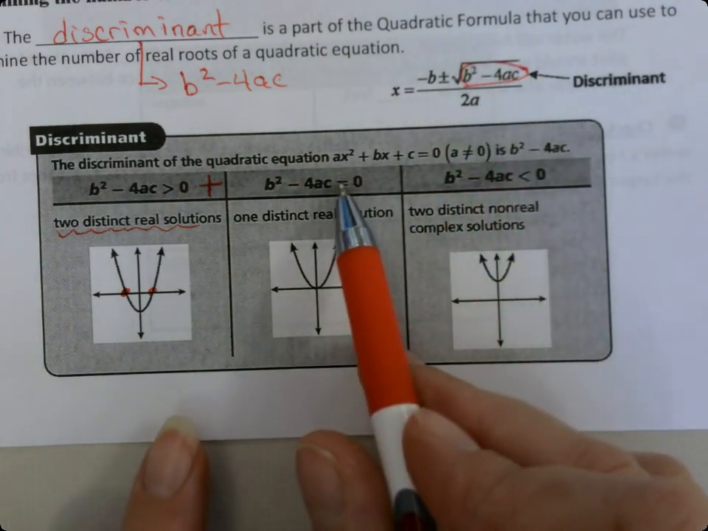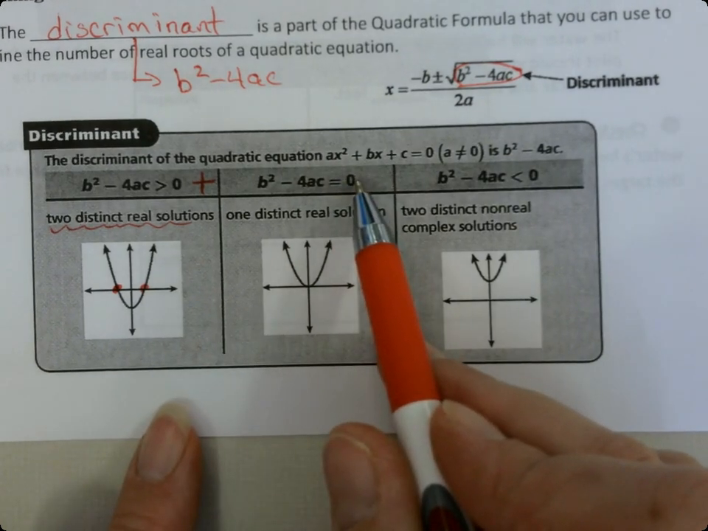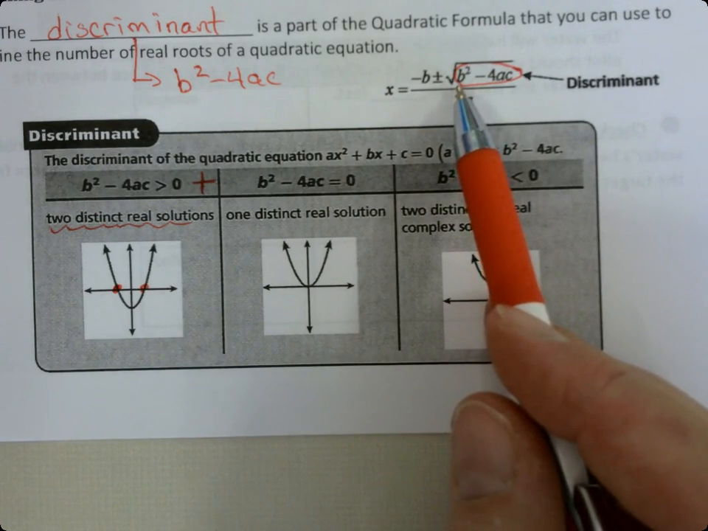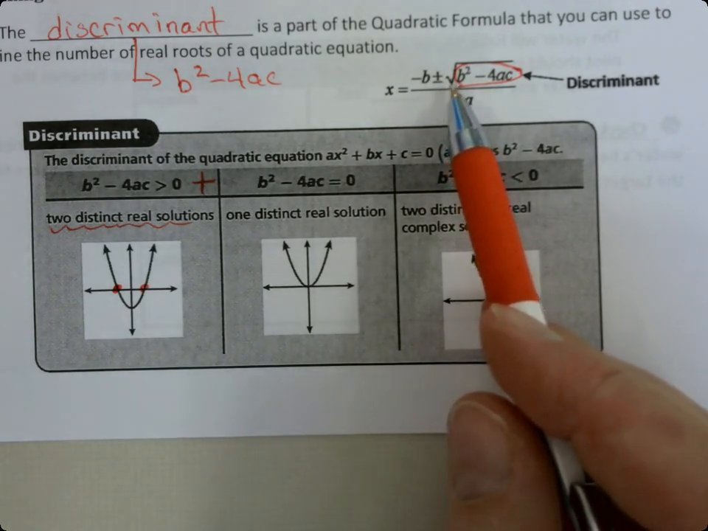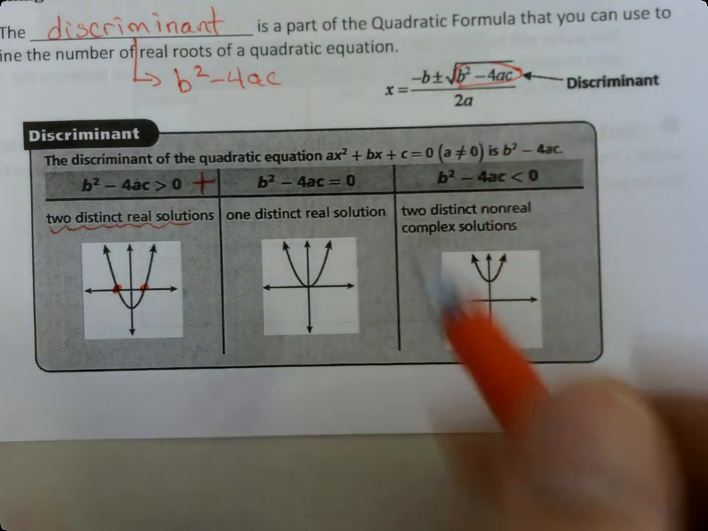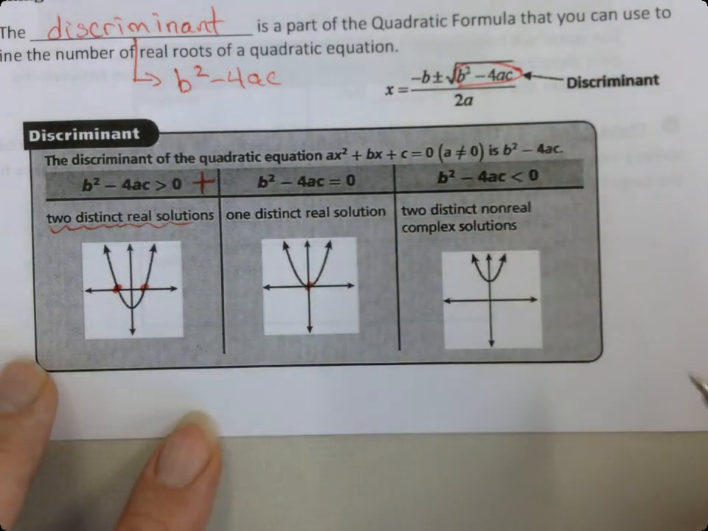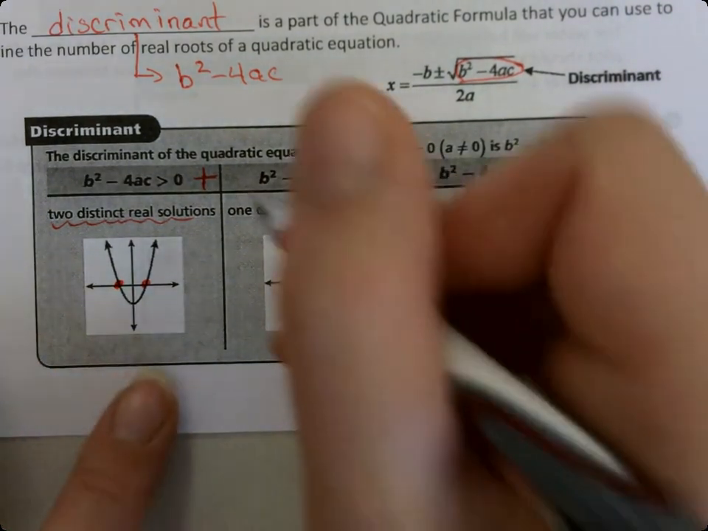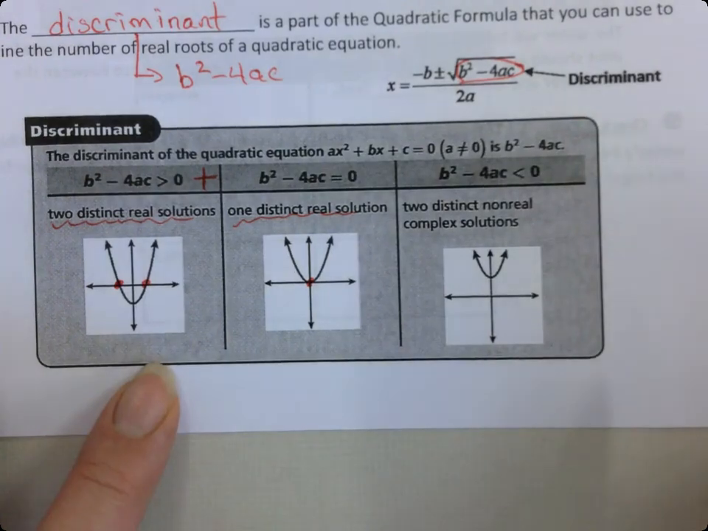Now, what if your discriminant is actually 0? Well, what happens when I take the square root of 0? I get 0. And if I add 0 and subtract 0, does that change my outcome? So I'm only going to get one solution. It's where the vertex bounces off of the x-axis. So we have one x-intercept. We get one distinct real solution.